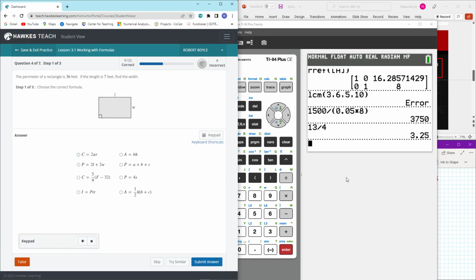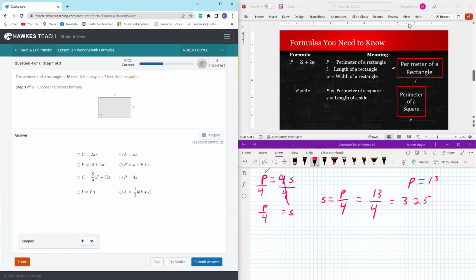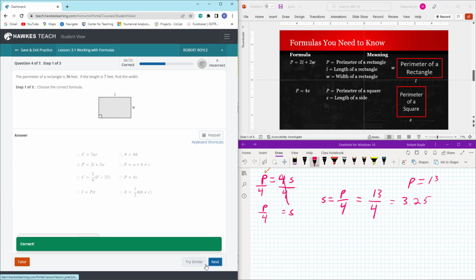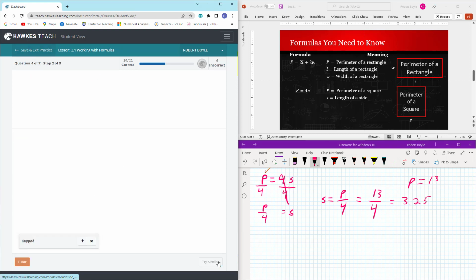Okay, now we have the perimeter of a rectangle. What is the first part? Find the correct formula. Remember, we're dealing with the perimeter of a rectangle, which has a length and a width. This is the formula that we want. So we can just click on that and submit our answer. Okay, we are correct, and now we can move on.